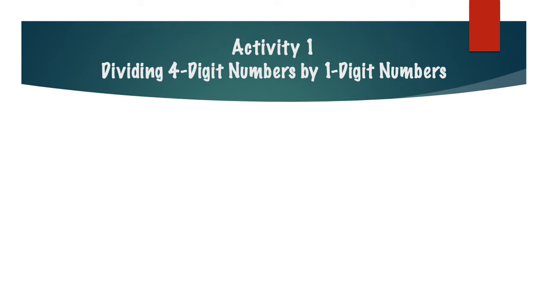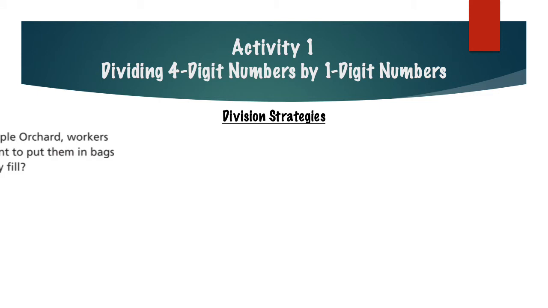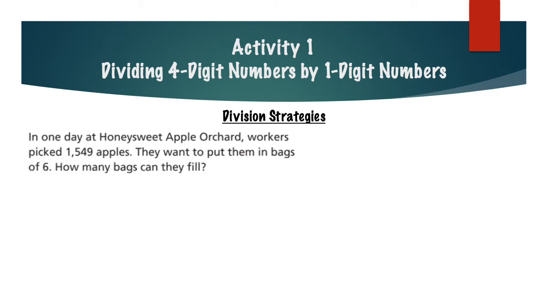Let's take a look at some division strategies that were used to solve this word problem. The division problem that comes from this word problem is 1,549 divided by 6. So you can start with 100 bags. That equals 600 apples. You can double that to get 1,200 apples. That leaves 349 more apples to put in bags.